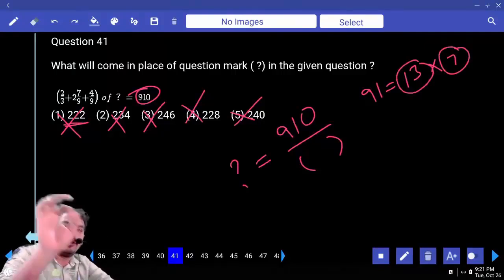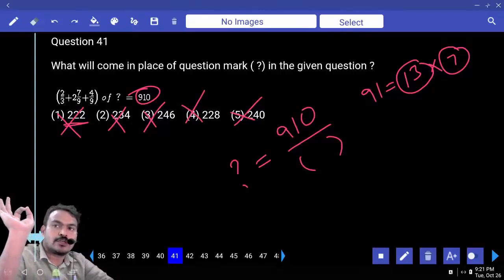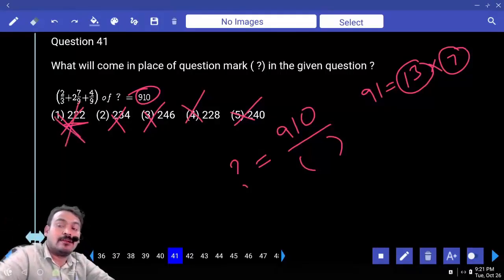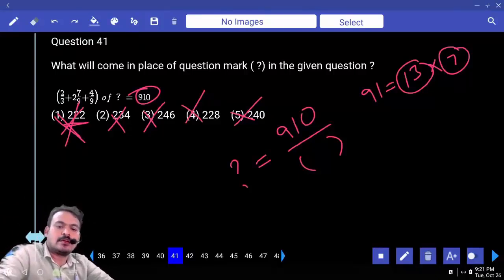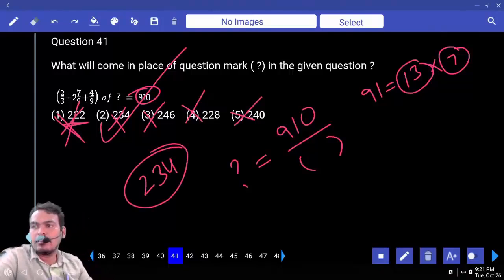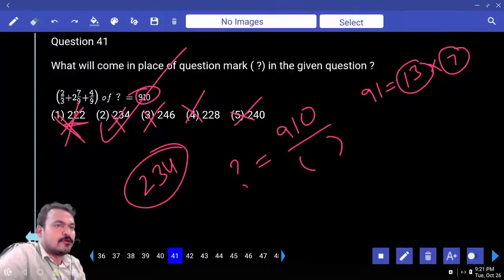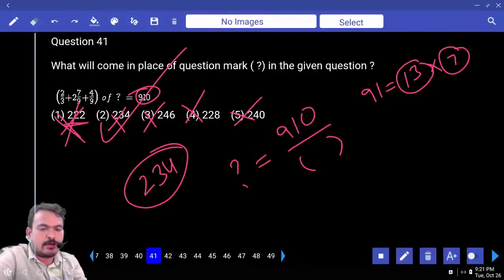First one is a 13 multiple or not? First one? No. But the second one? 13 ones are 13, remaining value 104. Means it will be a 13 multiple or not? Then the answer is 234. Just verify either 13 multiple or 7 multiple. Next question number 42.